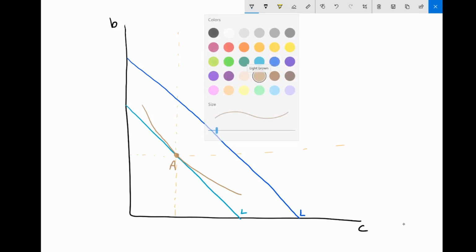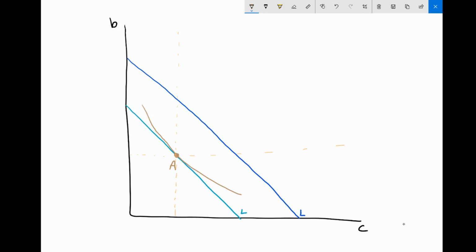Let's see, I'm going to use brown here. So if bagels and coffee are both normal goods, that means as income goes up, I will demand more coffee and bagels. Then my preferences would be reflected in an indifference curve that would intersect the budget line somewhere between these two dashed lines. I think I can make this more clear. So let me try to illustrate.